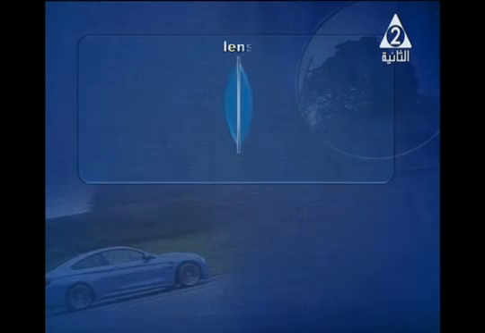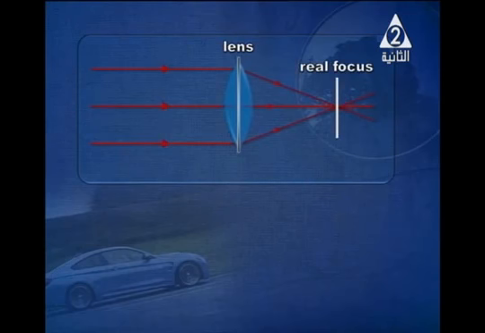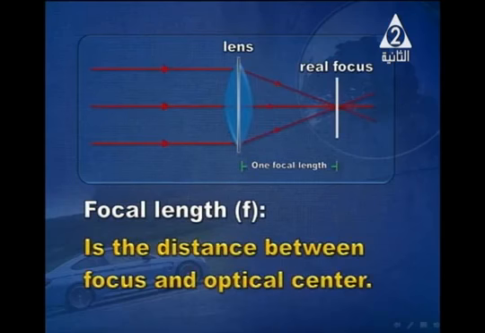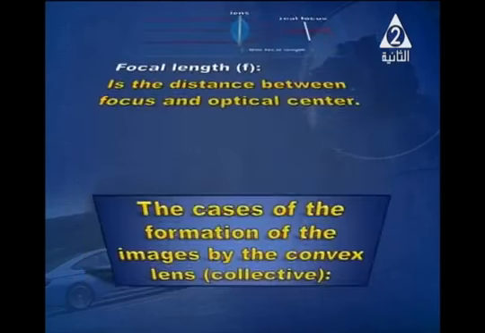This is a convex lens. The light rays falling on it will be refracted and collected at a point called the real focus. The distance between the optical center of the lens and the point of the focus is called one focal length. The focal length is the distance between the focus and the optical center of the lens.